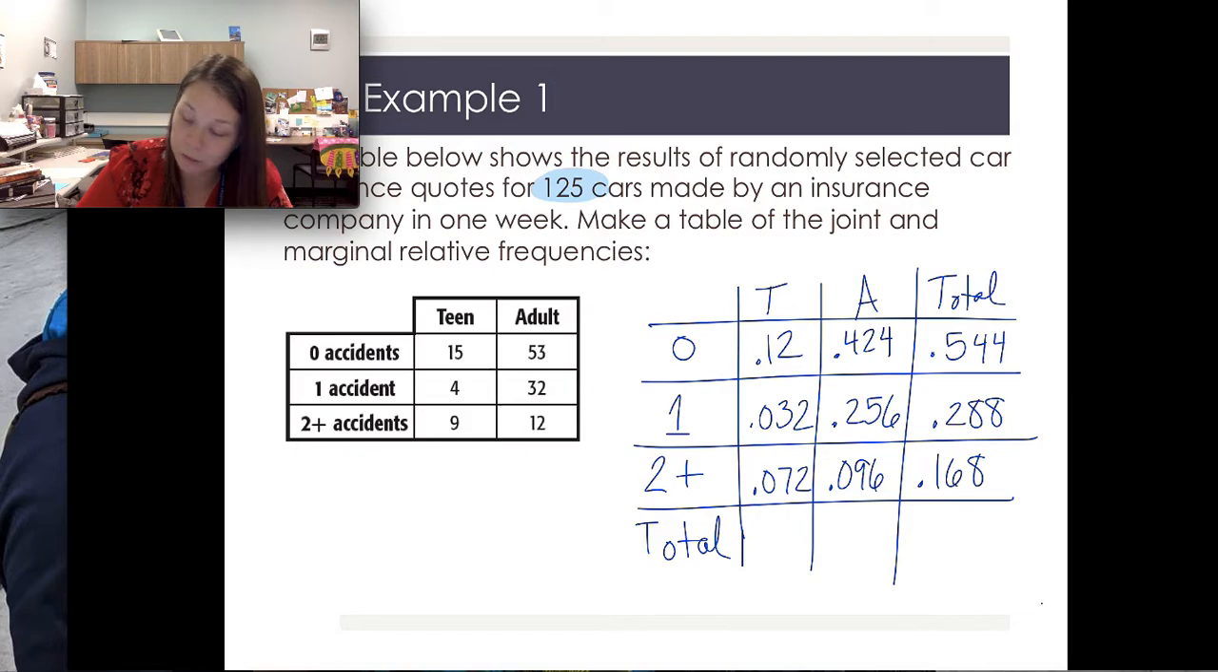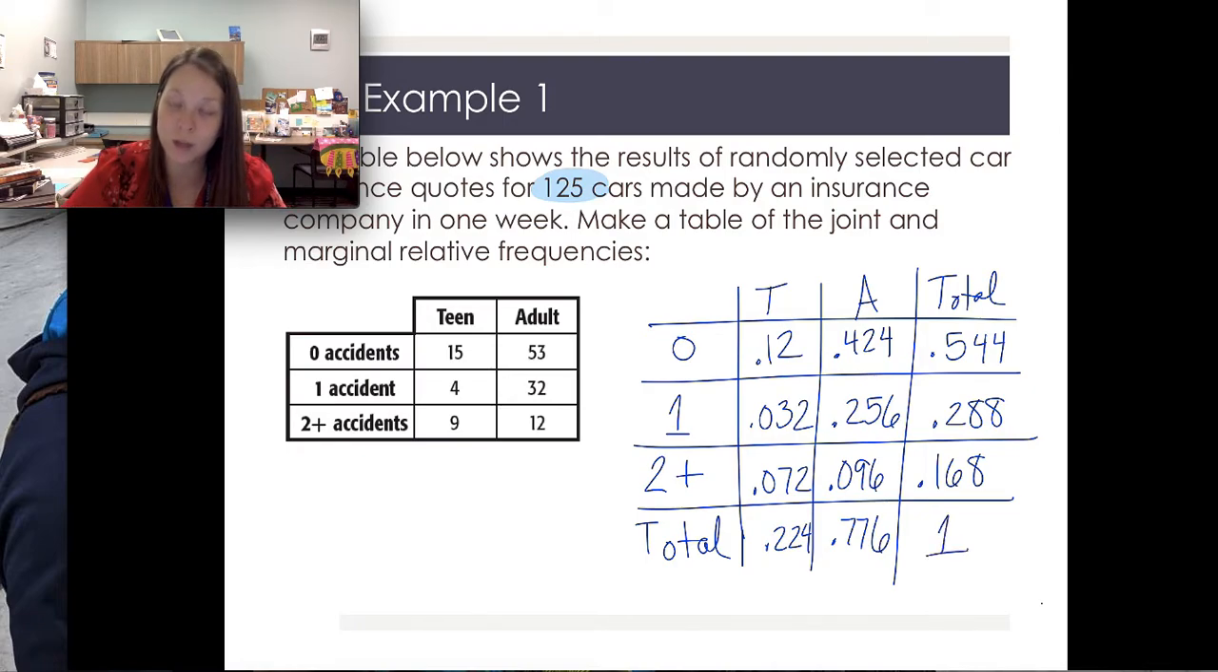Adding up my columns, I get 0.224 for the first column, and I get 0.776 for the second column. And now my total column and row both add to 1, so I know that I've represented all the information in this two-way frequency table.